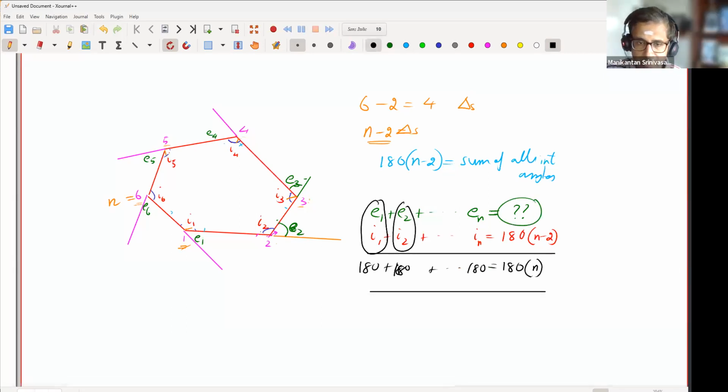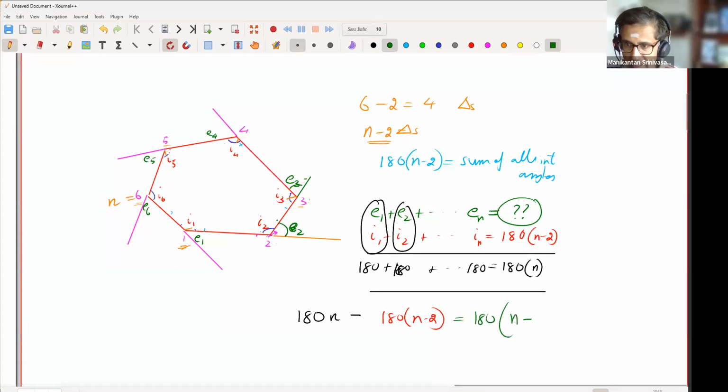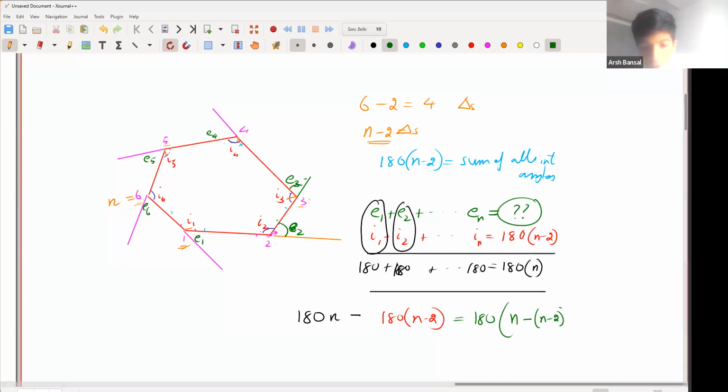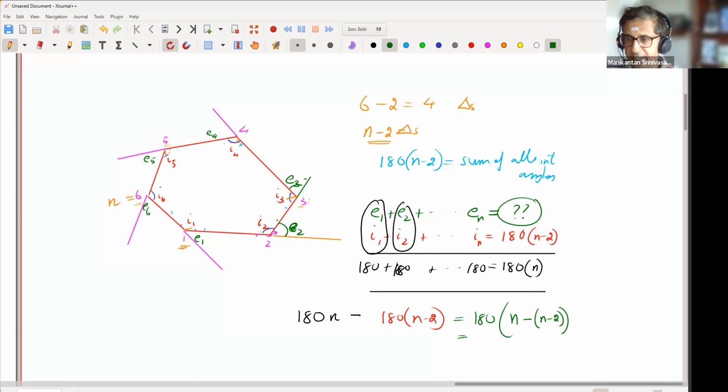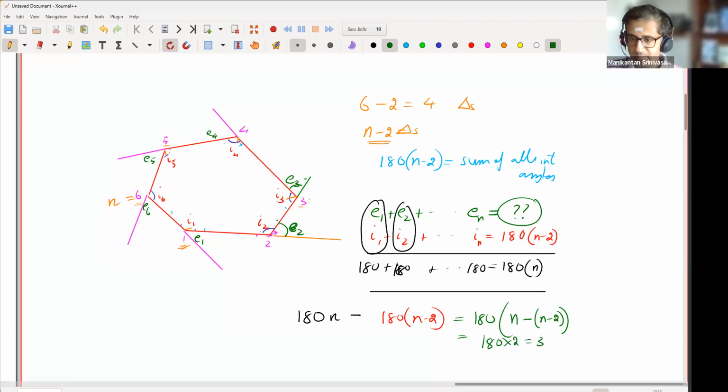Okay, and therefore now I can find out the question mark very easily. The question mark is 180n, which is the sum of the interiors and the exteriors, minus the sum of all the interiors, which is 180 times n minus 2. If I take 180 common outside, within brackets it's n minus 2. I'm just doing a simple subtraction between the black and the red to arrive at the green. The black is all, the red is only the interiors, the green is just the exteriors. And therefore this becomes 180 times 2, which is 360.